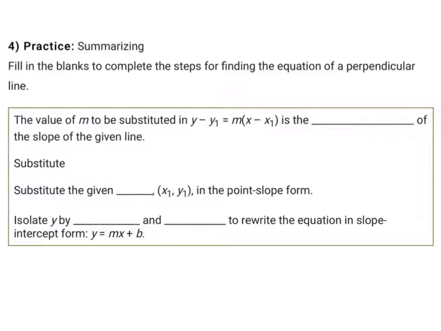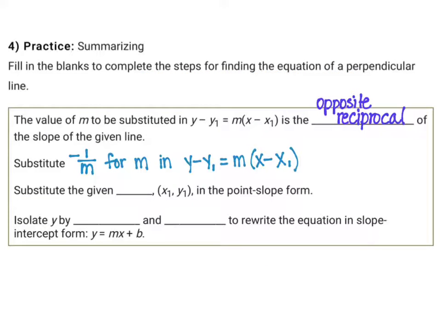Now we're going to practice for perpendicular. In perpendicular, we want the opposite reciprocal of the slope that's given. So this slope that's in here, this m, we want to find the opposite. So I'm going to say negative 1 over m. And so we substitute this negative 1 over m for the m that was in the original equation.